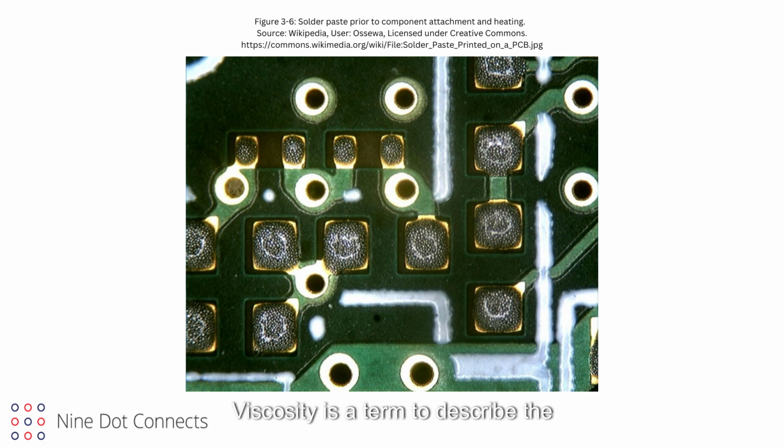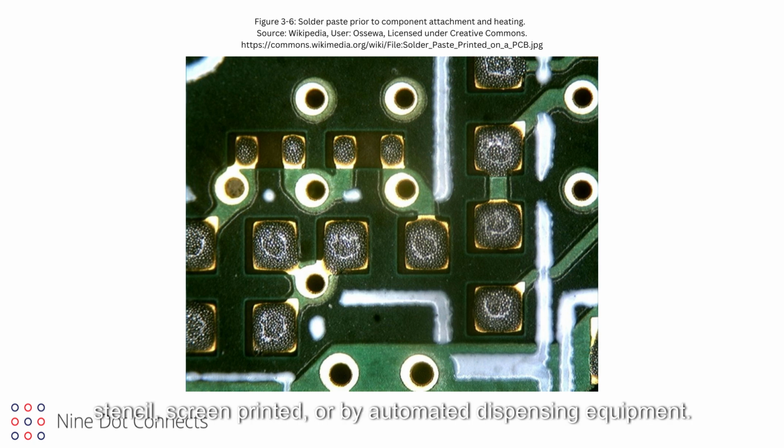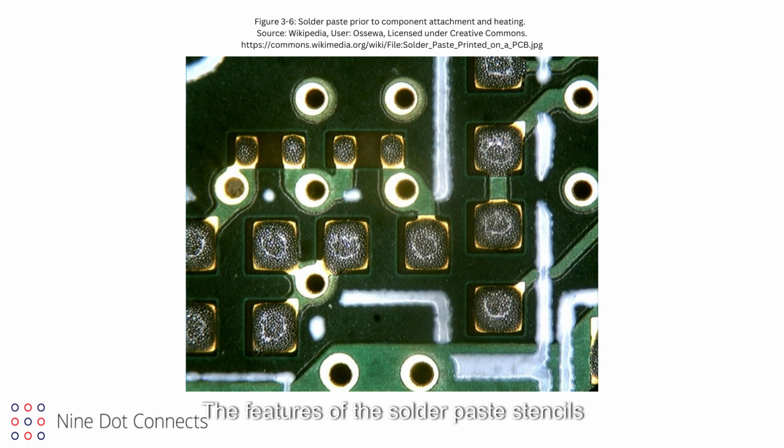Viscosity is a term to describe the internal friction which slows the movement of liquid. For example, maple syrup has a higher viscosity than water. Solder paste is viscous to help it stay in place until heat is applied. Solder paste can be applied to the PCB bare board by syringe, stencil, screen printed, or by automated dispensing equipment. The features of the solder paste stencils are derived from the solder paste information found in the manufacturing files, and modified by the assembler for this process. More about the generation of the solder paste files will be covered in later chapters.